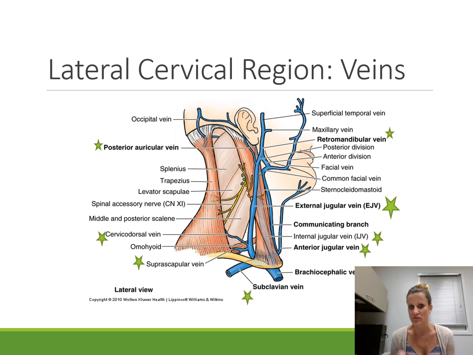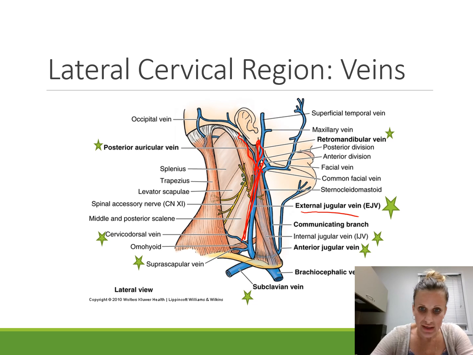Let's look at some of this. On here, I've starred everything that goes along with what we're talking about, but you can see the posterior auricular vein. Auricular, like the ear, so behind the ear, posterior auricular vein, and then you can see the retromandibular vein. Retro, behind the mandible. They merge, and they give us the external jugular vein. And again, you can see that the external jugular vein is crossing over the top of the sternocleidomastoid.